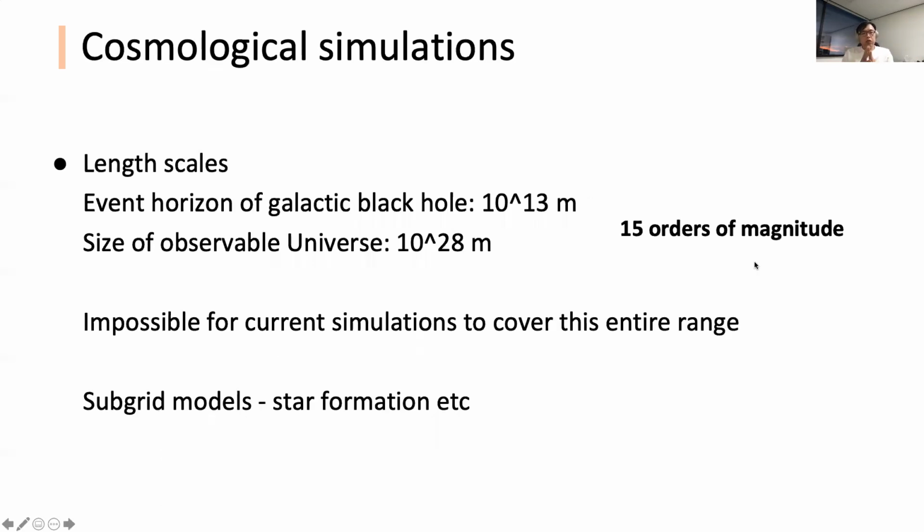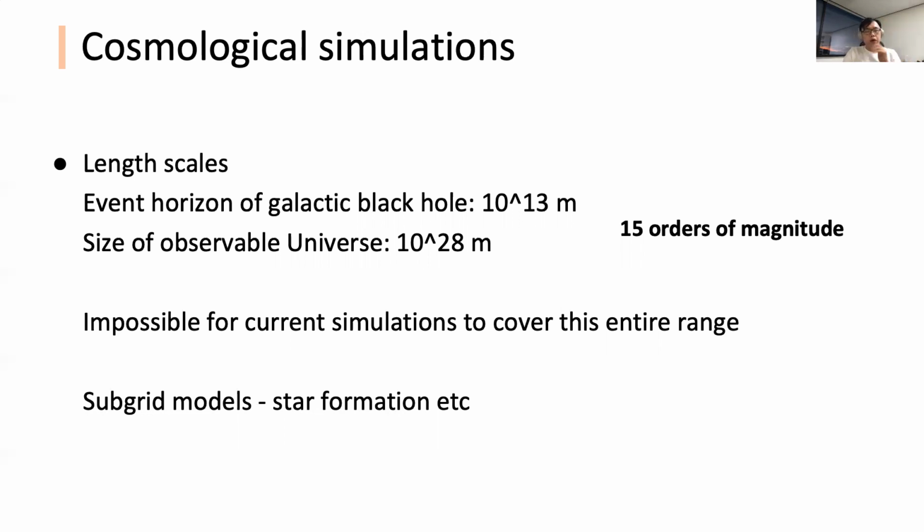In these simulations, ideally we want to cover the length scales ranging from the event horizon of the black hole to the size of the observable universe, which is 15 orders of magnitude difference. This is impossible for even state-of-the-art simulations to cover. And so we resort to using subgrid models for scales that we cannot resolve, such as for star formation or for feedback.